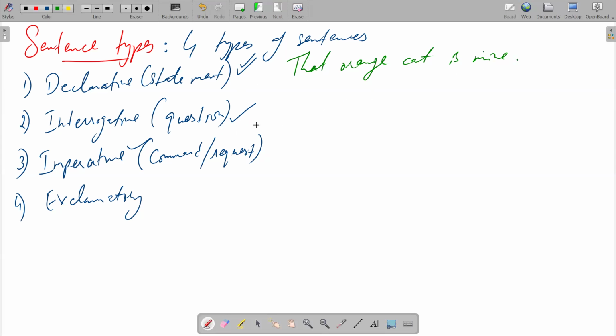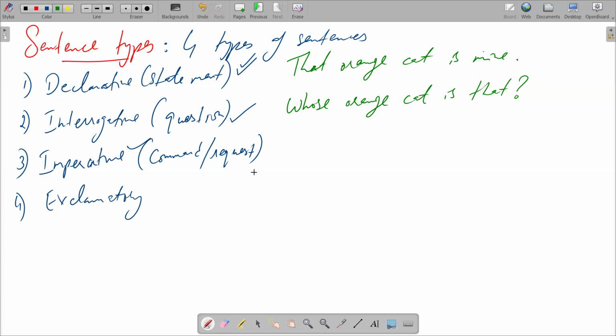You change this into an interrogative, right? And so, for example, whose orange cat is that? Right, now, if you need some elaboration on how to form a question sentence, let me know.